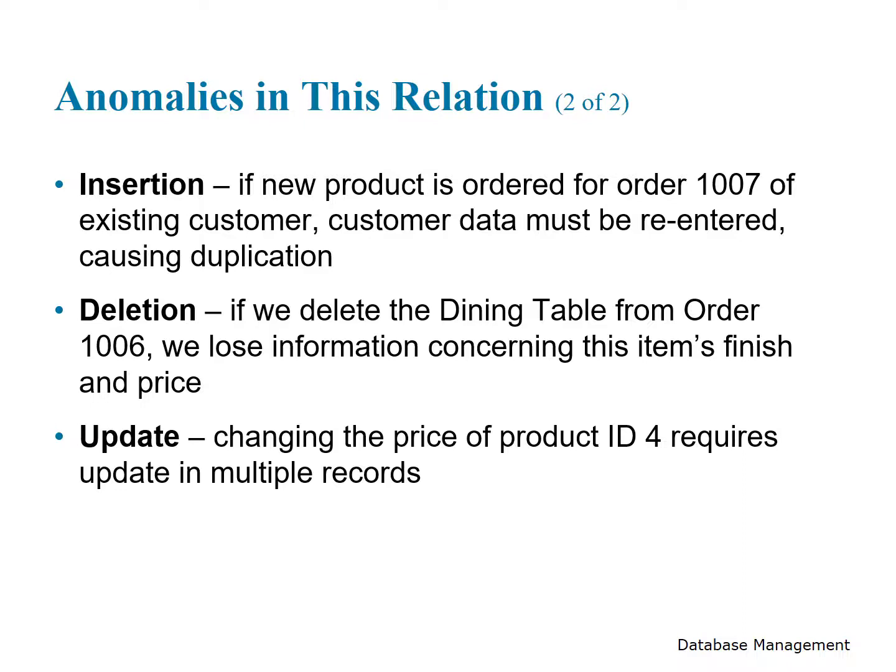Why do these anomalies exist? Because there are multiple entity types in one relation. This results in duplication and an unnecessary dependency between the entities.